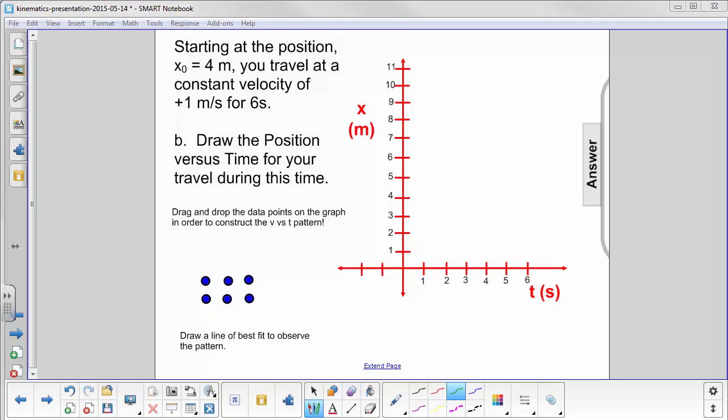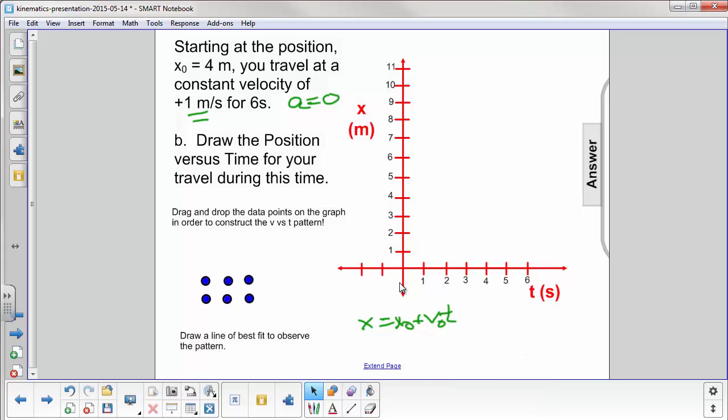For this problem, we will start at x0 equals 4 meters, and we'll travel at a constant velocity of 1 meter per second. So constant velocity implies that the acceleration is 0. And we want to draw a position versus time graph. Well, here's the equation. x is equal to x0 plus v0t plus 1/2 at squared, but we know acceleration is 0, so we'll just leave that term out. So let's see if we can move these points. At x0, time 0, we're at position 4. So let's take this guy here and put him up to position 4.